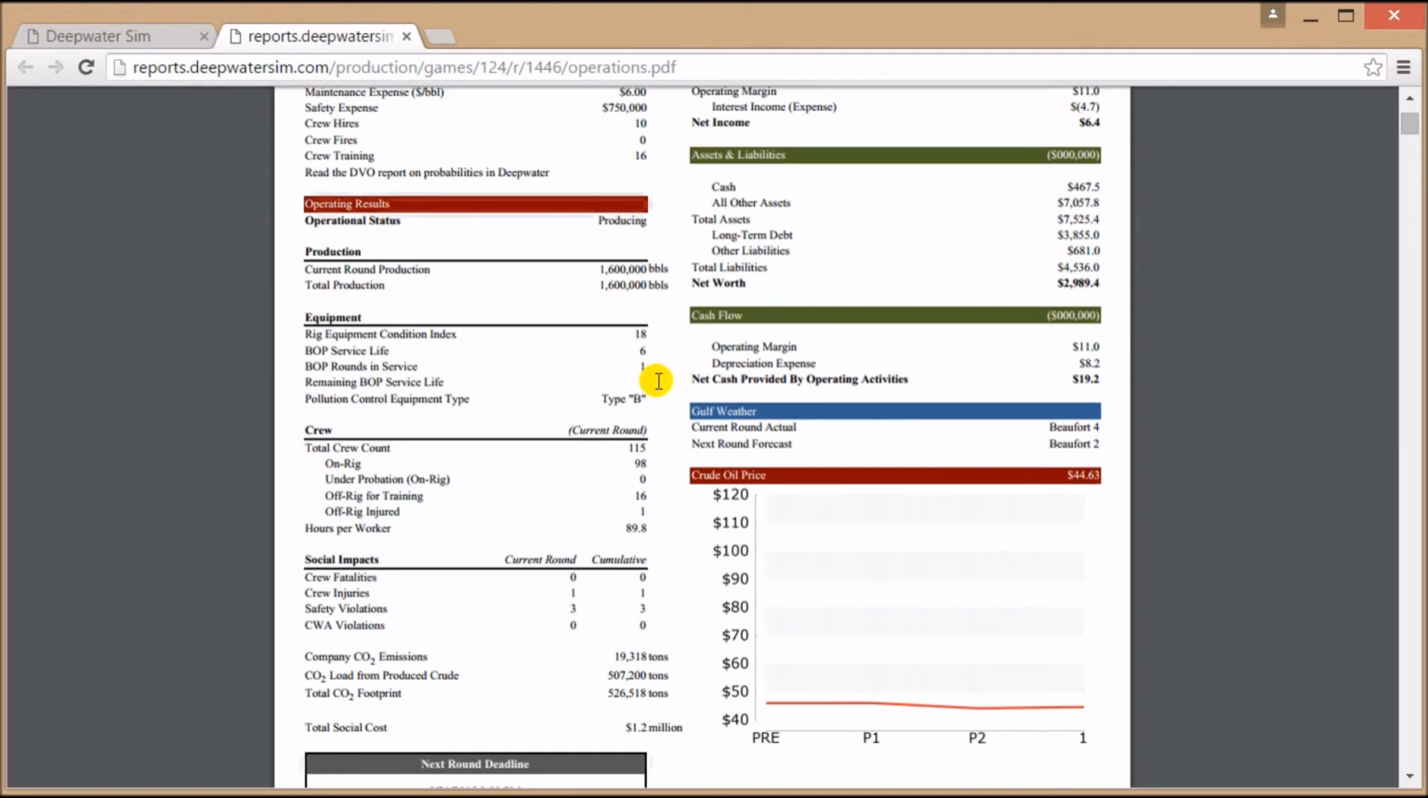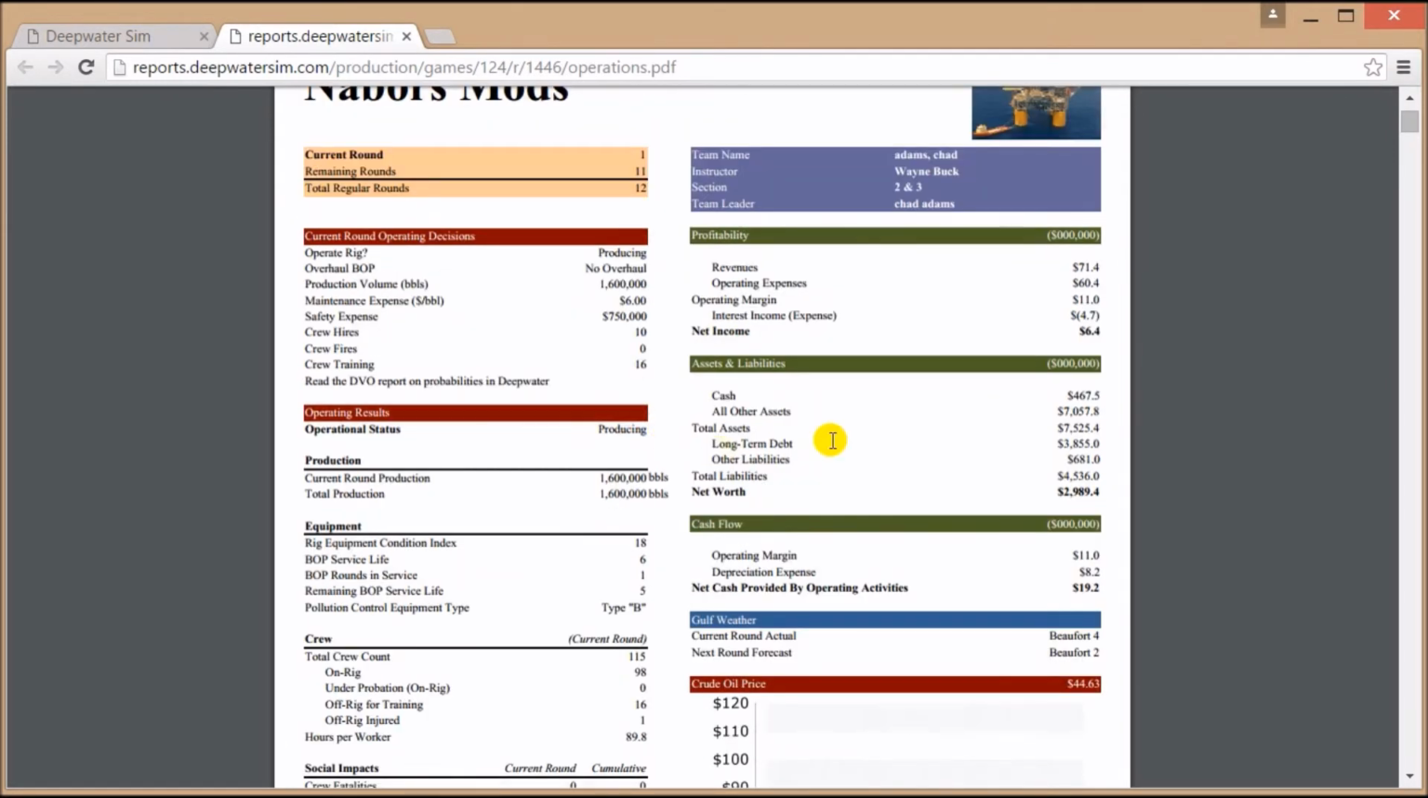Now, if somebody operates their blowout preventer for 7 rounds or 8 rounds when the service life is set at 6, will that necessarily cause a blowout? No. It just increases the chances of a blowout. So this is where students keep track of the condition of their blowout preventer and how its condition might contribute to a blowout. All right, let's go on to the left side, which is the more financial side.